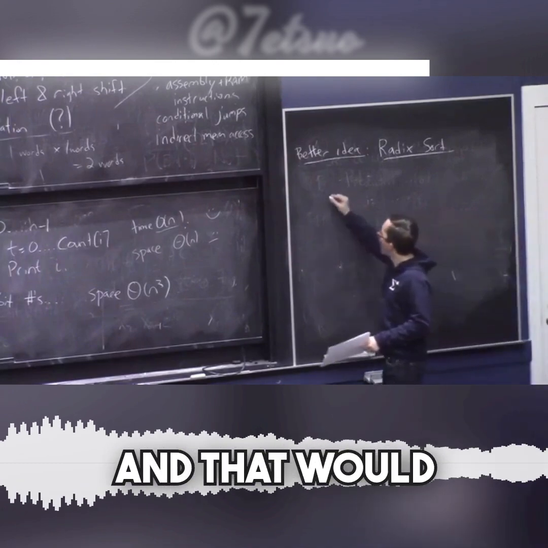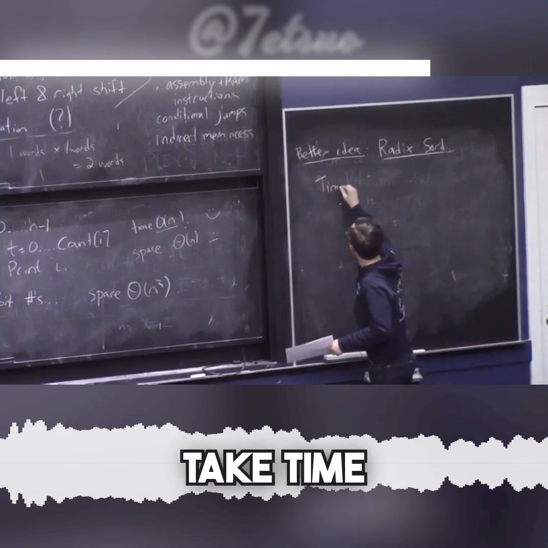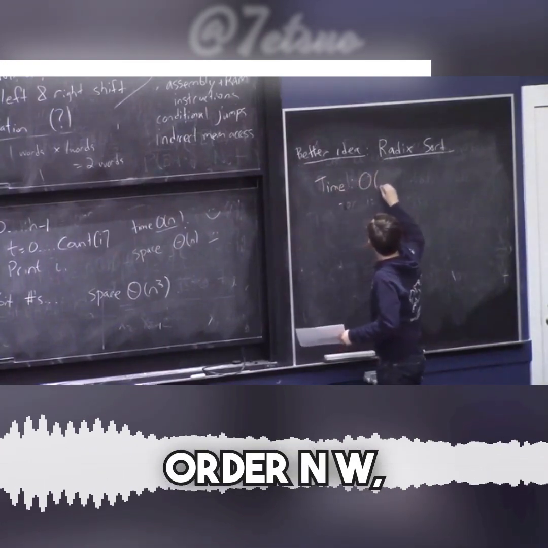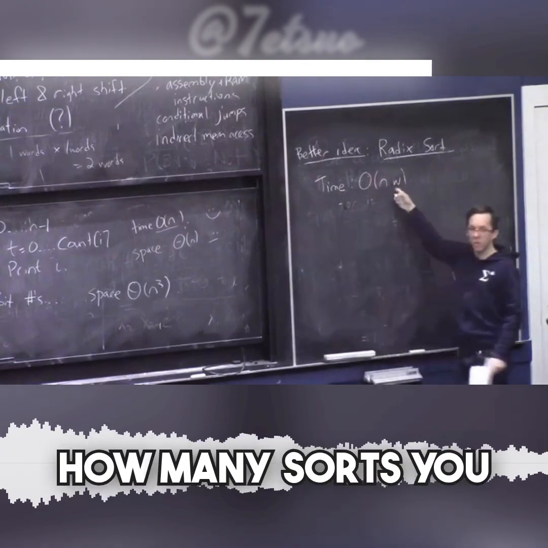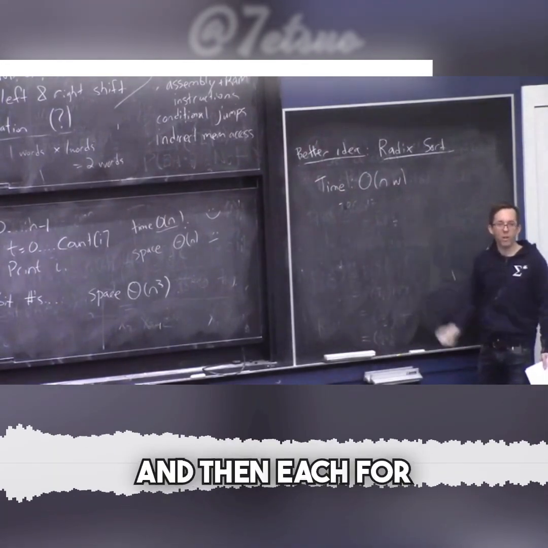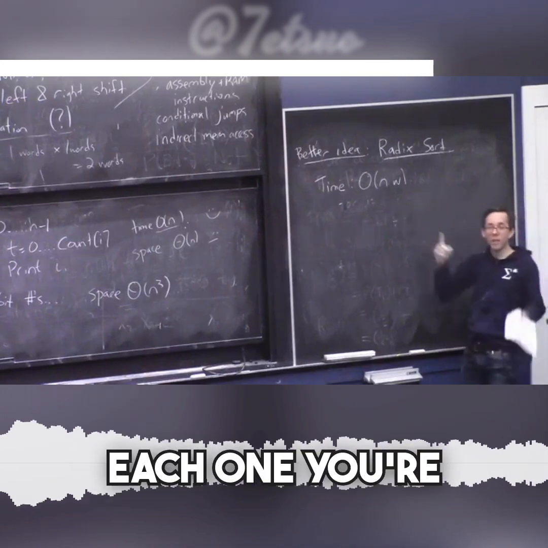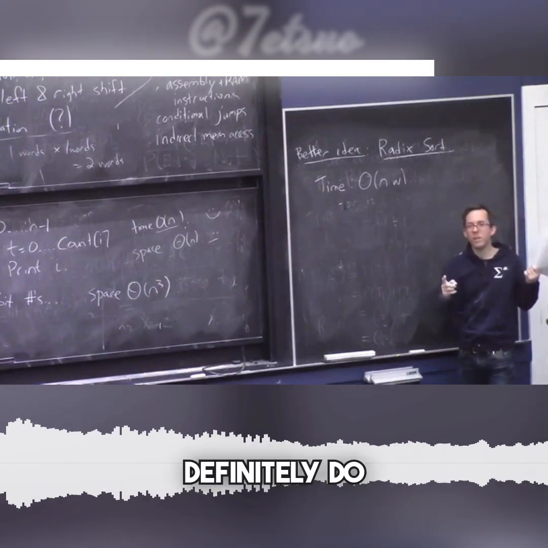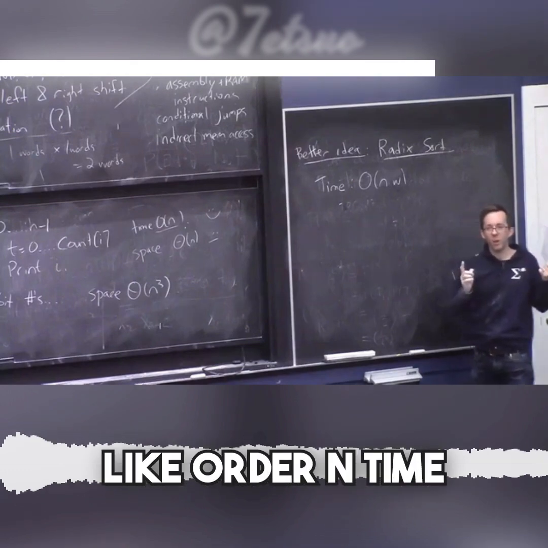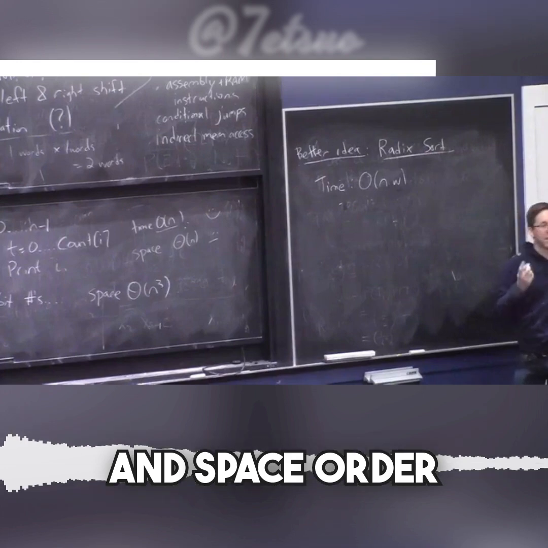And that would take time order n w, because this is how many sorts you would have to do. W, one for each bit in your word, and then for each one, you're sorting 1-bit numbers. So you can definitely do counting sort in order n time and space order 1.